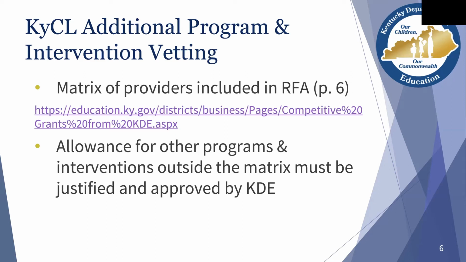Inside the RFA on page 6, you'll find a matrix of providers that have been grant approved. When we wrote this application to the U.S. Department of Ed, we looked at our evidence base and made decisions about which providers and which programs we were going to include on that list. I'm going to show you that matrix here in just a second. You'll also find an allowance for other programs and interventions outside the matrix with this grant. But to choose something outside the matrix, it has to be justified and approved for this grant by KDE.